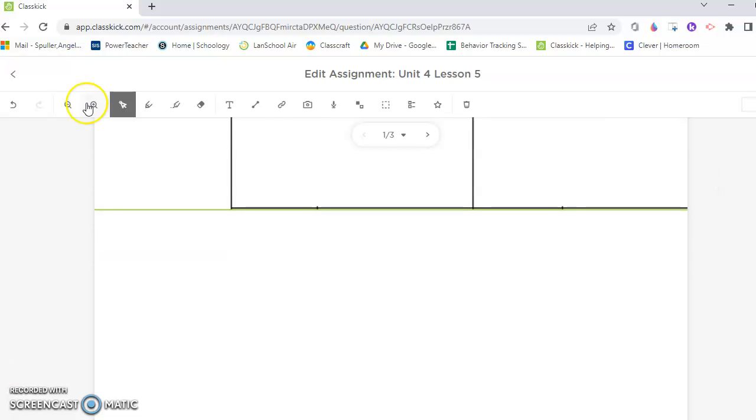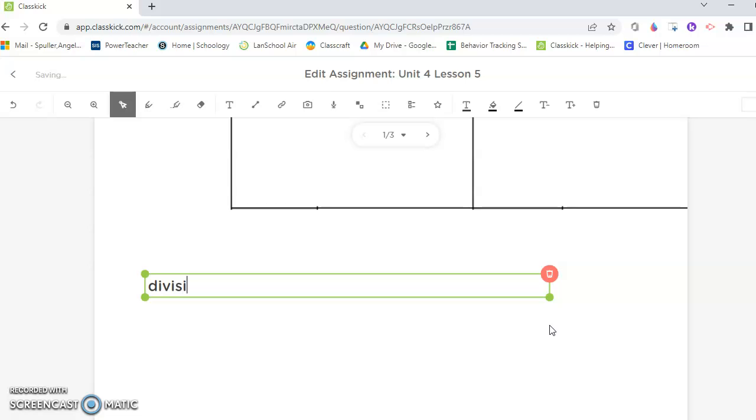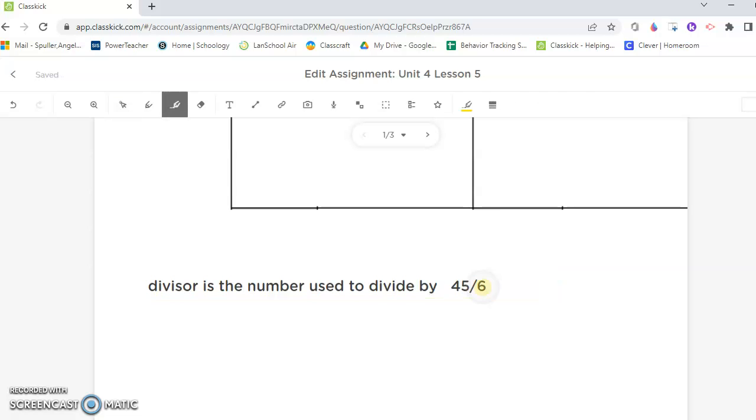So a couple things I want to go over first. One is the divisor. The divisor is the number used to divide by. So in 45 divided by 6, the divisor is 6.